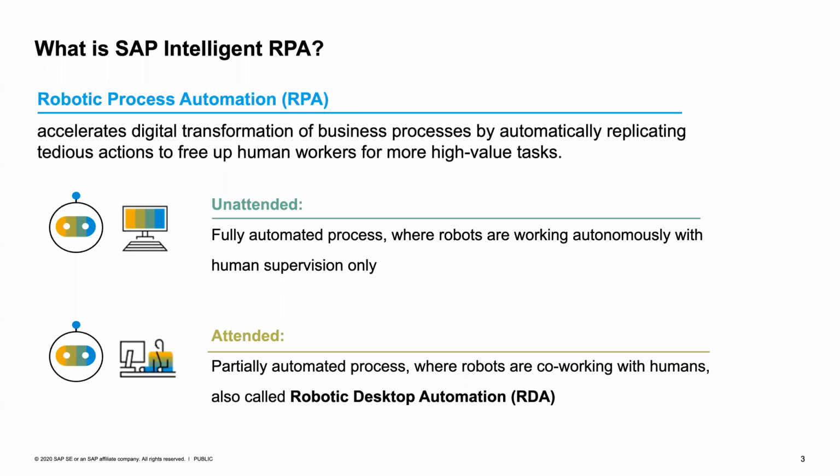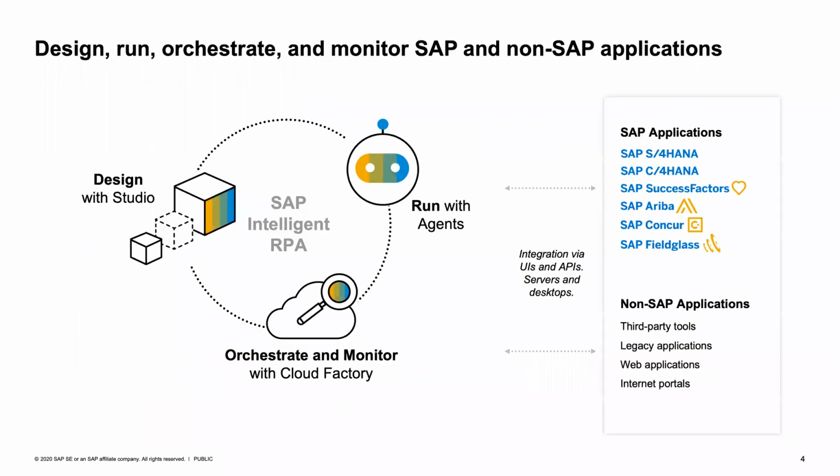If we now go one step deeper and look at the solution itself, then this is a very schematic view here, but I'll try to run you through it. On the left-hand side, you can see the three big parts of our solution. I start at the bottom, with the orchestration and monitoring piece, which we call Cloud Factory.